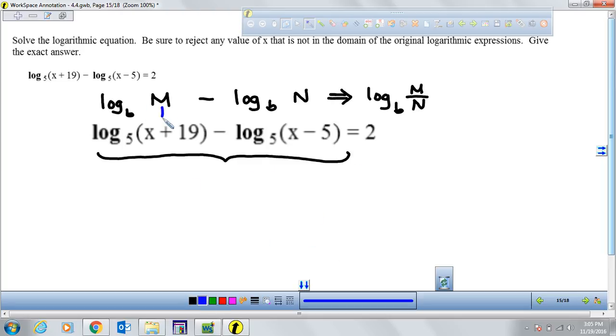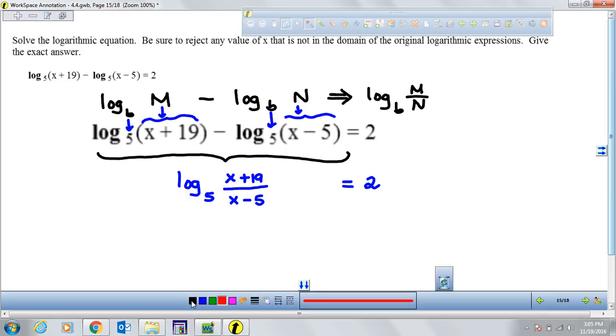You see that m right here is represented by x plus 19, and n is represented by x minus 5, and the base is 5, right? So my expression, if we put it back together into one log, it would be the log base b, which in this case is base 5, of m, which is x plus 19, divided by n, which is x minus 5, and of course we need to write the other side, which is equal to 2. This is my new equation. Okay?